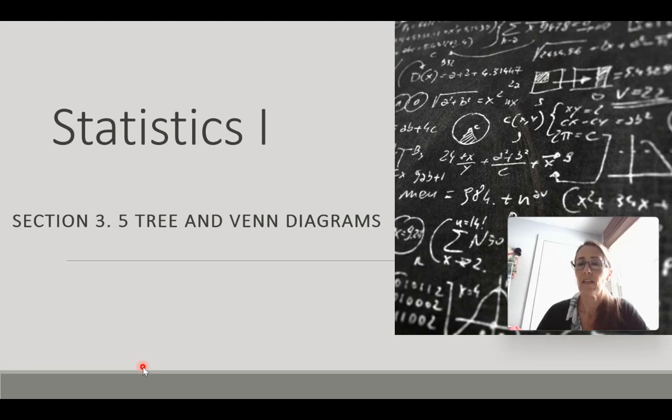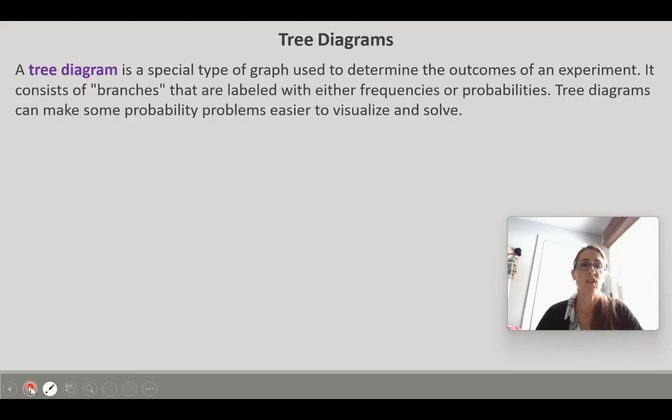This video is going to cover section 3.5 on tree and Venn diagrams. A tree diagram is a special type of graph that we can use to help determine the outcomes of an experiment. It consists of branches that are labeled either with outcomes or frequencies or probabilities. Tree diagrams can make some problems easier to visualize and solve.